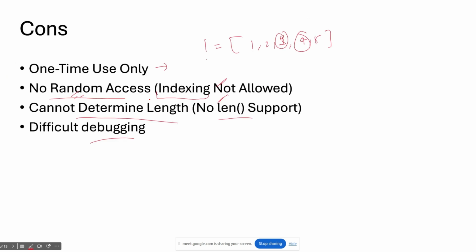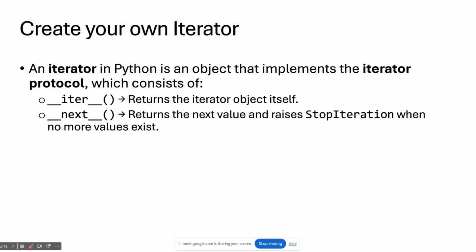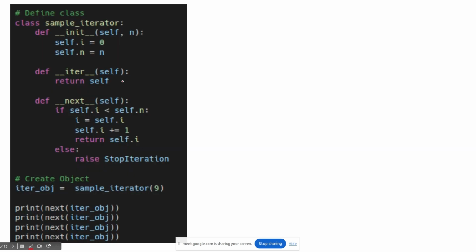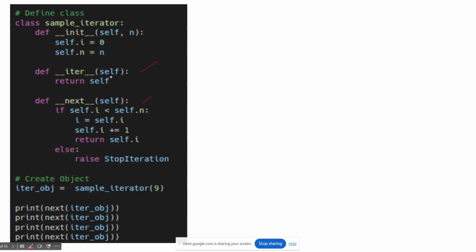And then another way is to use a class. Try to create a class like this, in which you have two methods, iter and next. What iter will do is return the iterator object itself, right? It is returning the self object, you can see. And next will do the increment.